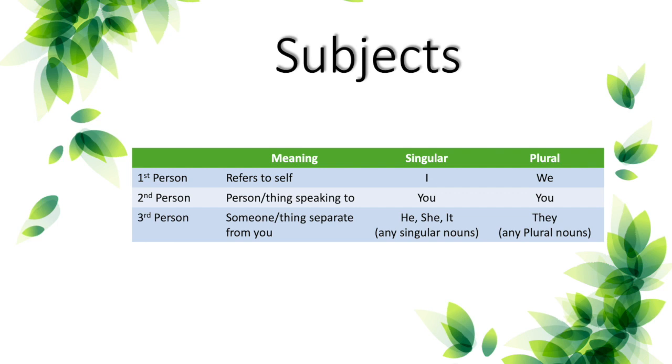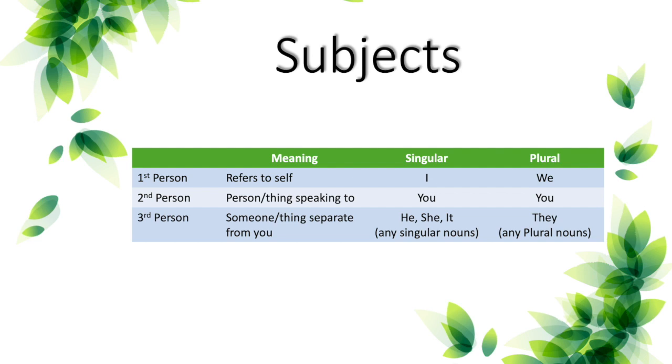Then we have a third person. It's not I nor you. It's another person. It's a separate thing. That's someone or something that is separate from you and me. So that will be he, she, and it. Or any other singular nouns. Like let's say for example, a teacher, a student, a car, a bike, anything. Alright. Then we have a plural, that is they. It can be children, it can be teachers, cars, or anything that is in plural, which is a noun.